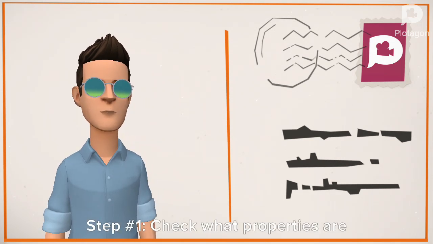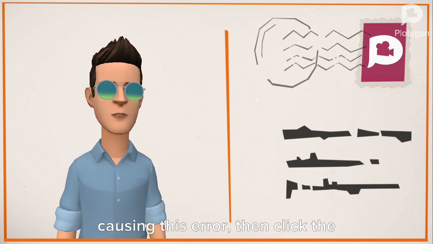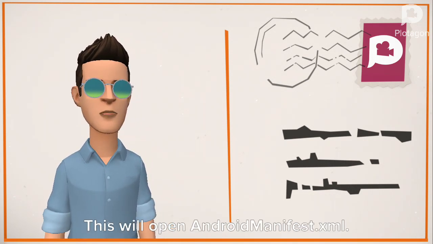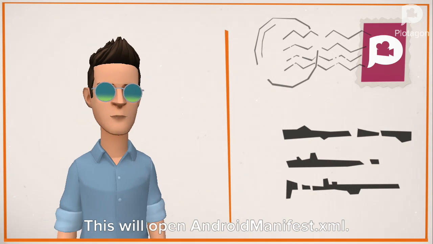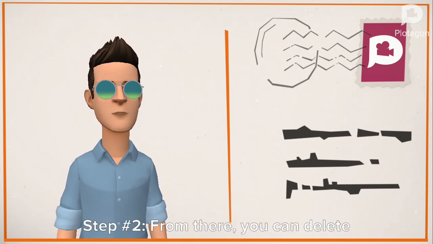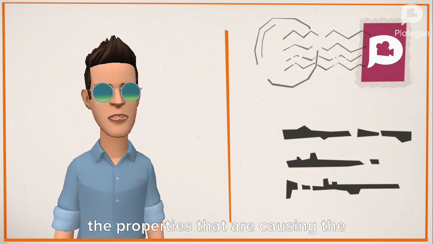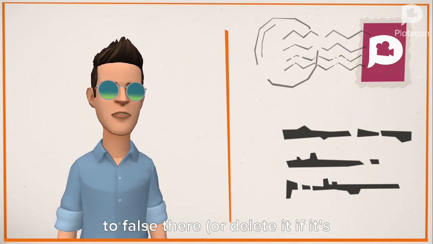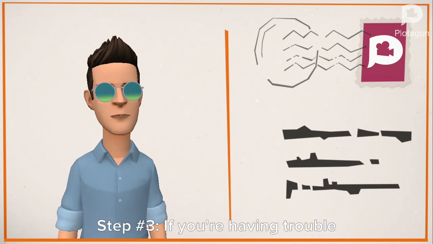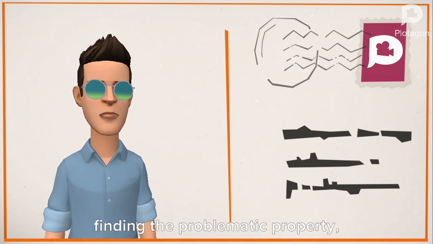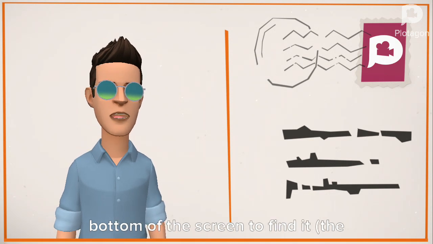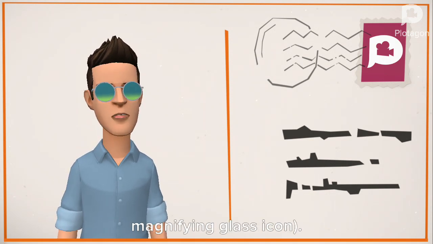Step number 1, check what properties are causing this error, then click the button next to the error message. This will open AndroidManifest.xml. Step number 2, from there, you can delete the properties that are causing the crash, and you can set isSplit required to false there, or delete it if it's in the error message. Step number 3, if you're having trouble finding the problematic property, then use the search function at the bottom of the screen to find it, the magnifying glass icon.